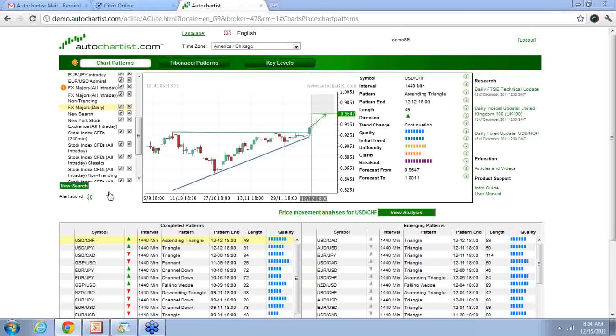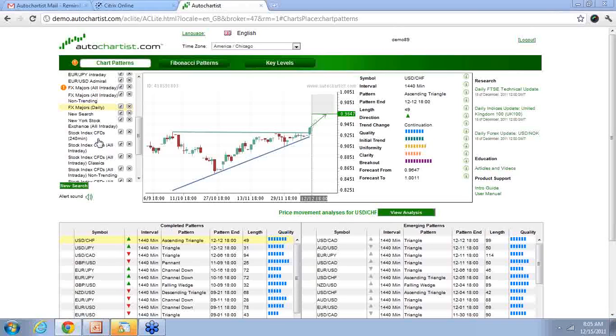Okay, inside these searches, I can also look at what kind of patterns I'm looking at, what I want to look for, and I can also look at different types of quality indicators that I want to look at, as well as direction. Okay, that's basically what Autochartist is about, and that's more what an introductory webinar would show.